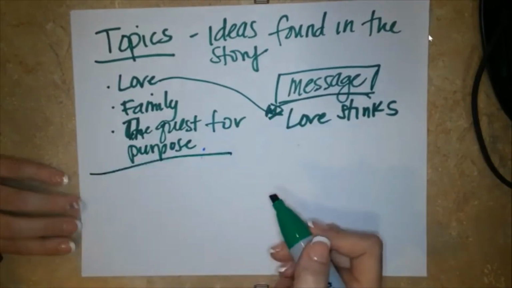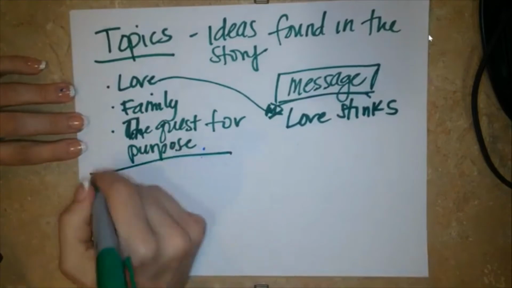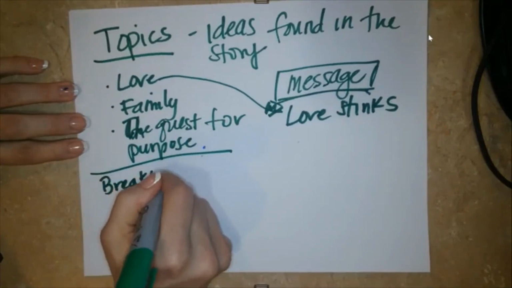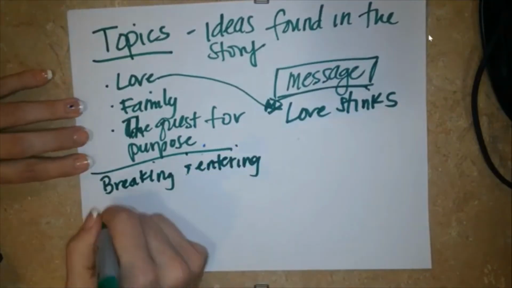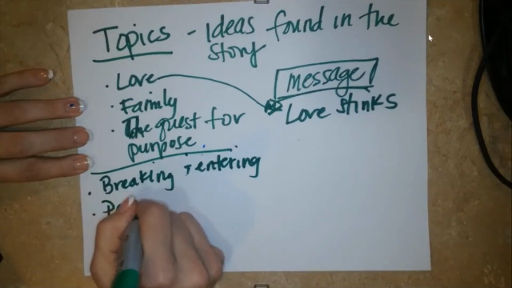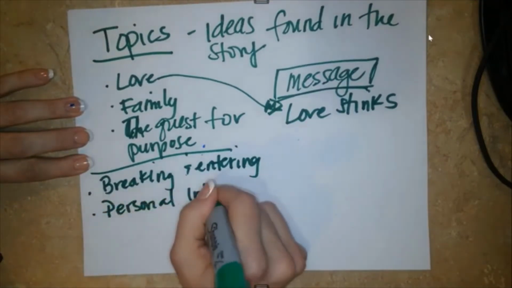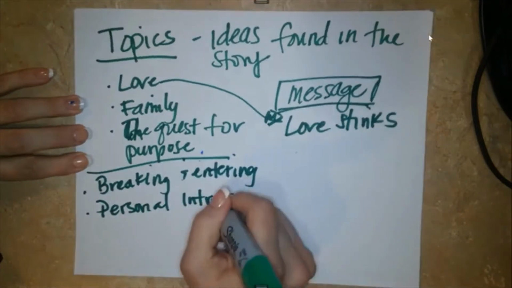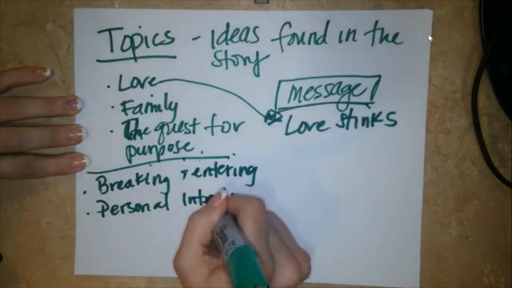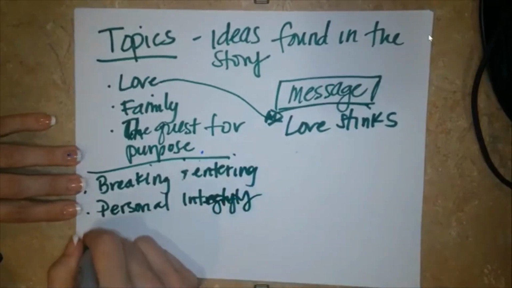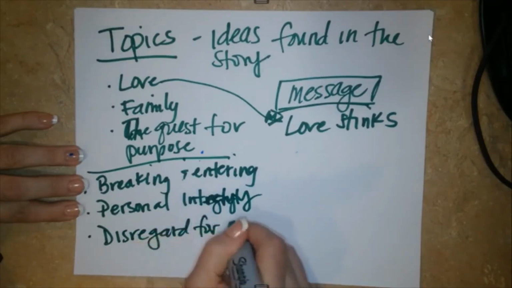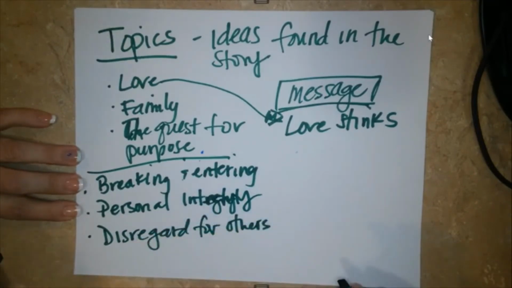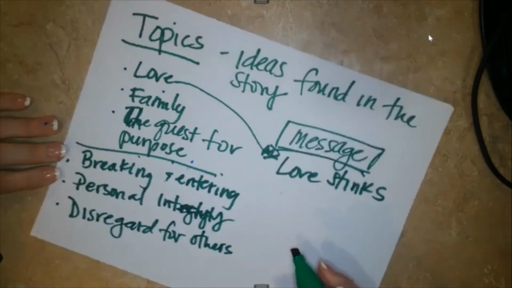So let's go back to our story of Goldilocks and the Three Bears. What are 3 topics from the story? Well, we have breaking and entering. We have personal integrity, because she doesn't show much. And just for another one, we'll say we have a disregard for others. Most people, if they broke something in someone's house while they weren't home, would probably turn around and run away right then. But nope, she goes ahead and takes it out.